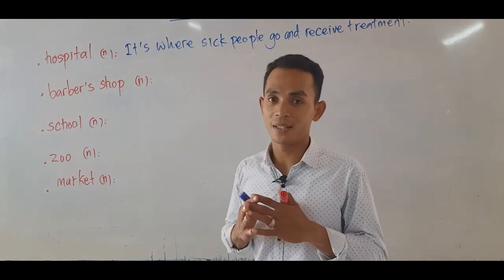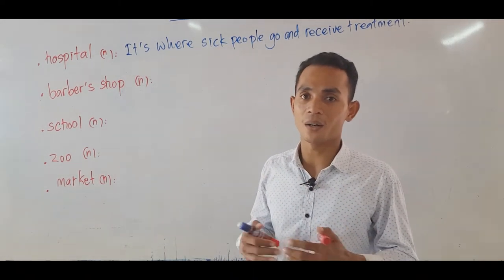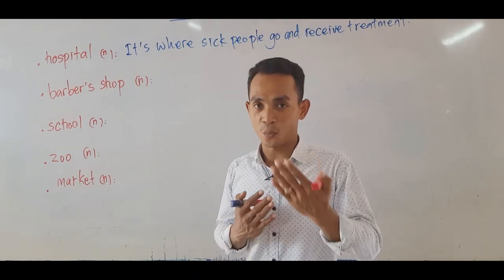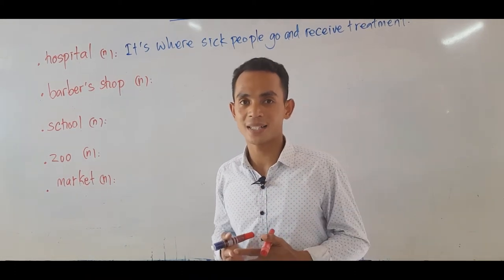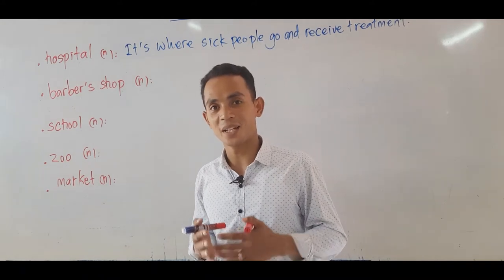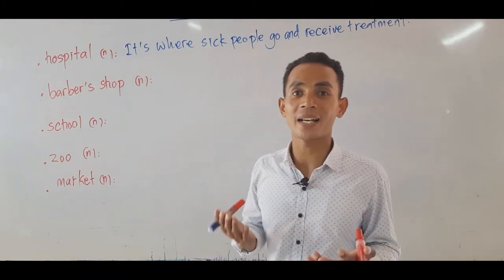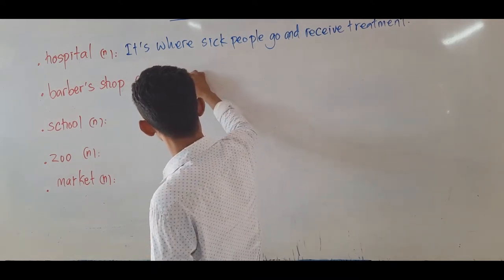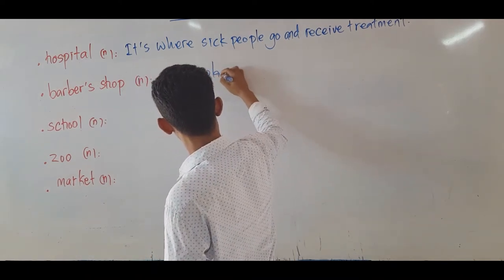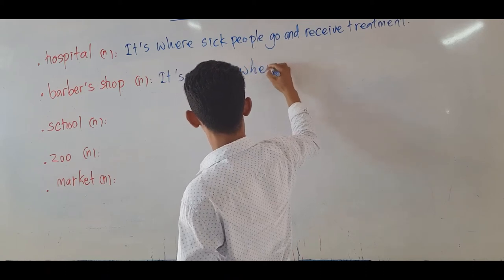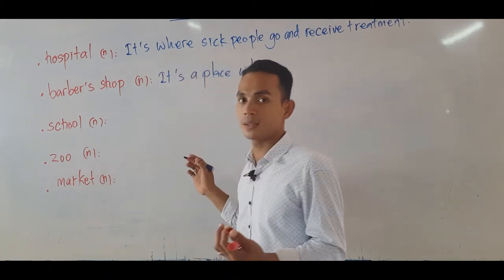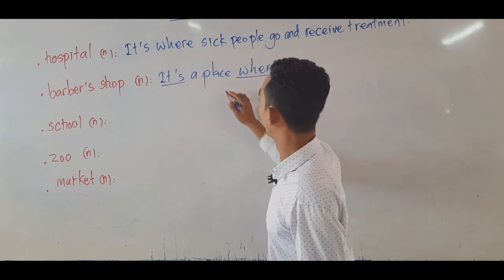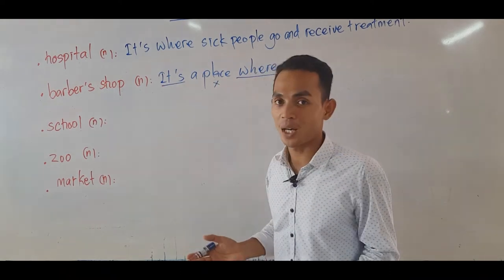You can say it's a place where, or it's where you go and get a haircut. It's where you go and get a haircut. Okay, so you can say it's where, or it's a place where, but don't be too long. To avoid being long, you can say it's where. Don't just say it's a place where, right?